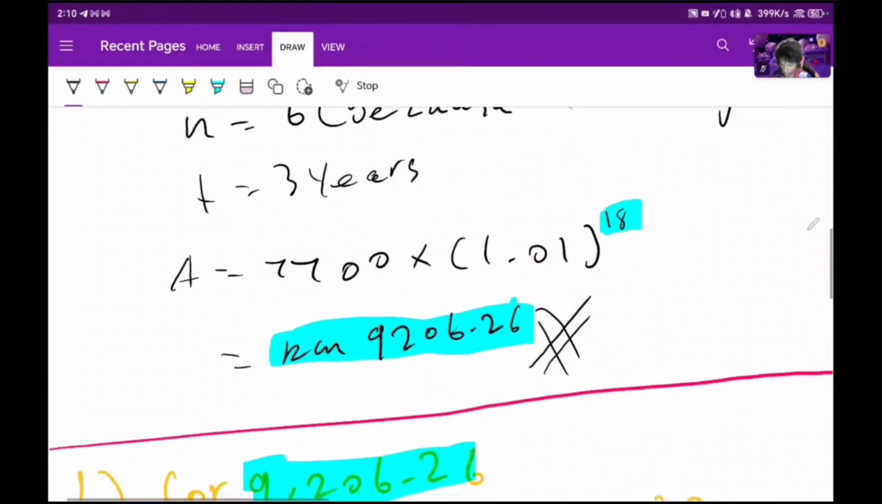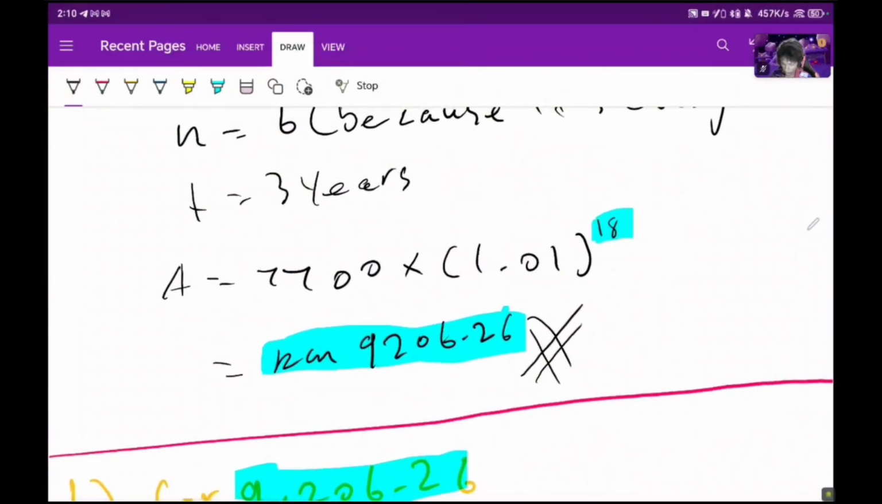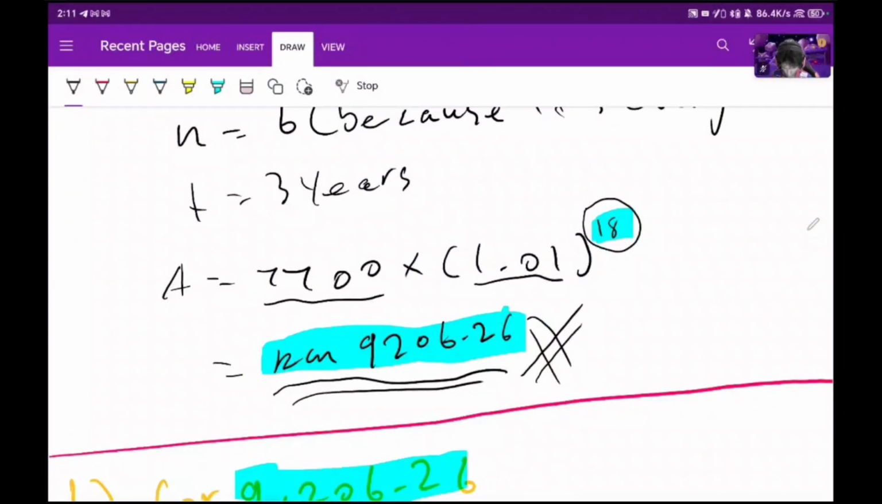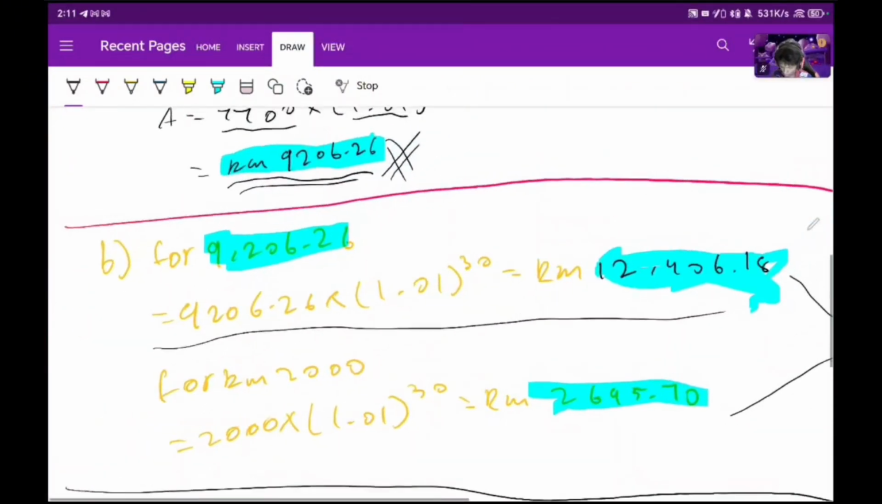So to find the maturity value after 3 years, I multiply the 7,700 by 1.01 because the interest every 2 months is 1% only. Then I raise it to the power of 18 because there are 18 periods in 3 years. So after I calculate, the maturity value is 9,206. So we move it to the question B.